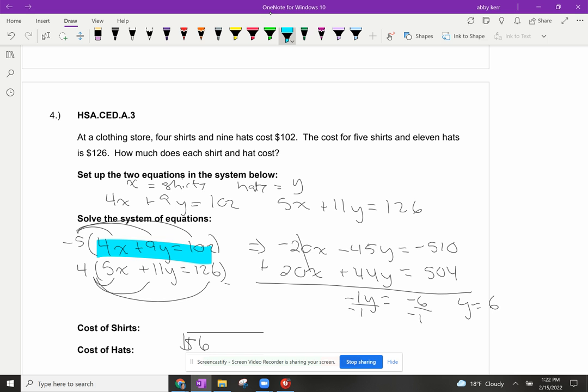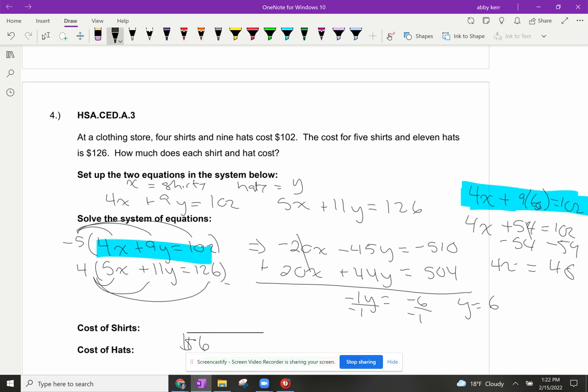Plug it into any equation. Sorry, I'm running out of room. 4x plus 9 parentheses 6. So then we have 4x plus 54 equals 102. Now it's a two-step. 102 take away 54 gets you 48. Now it's a one-step. So the cost of each shirt is $12.